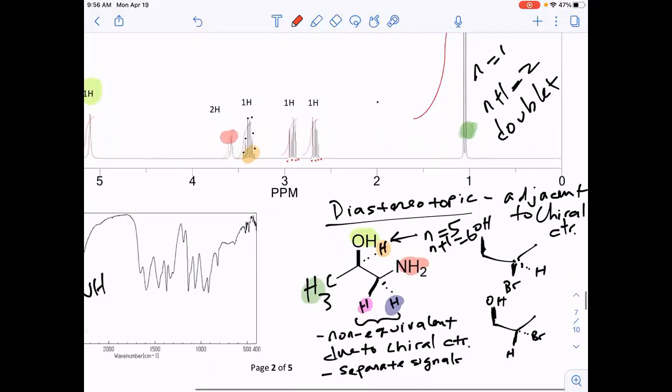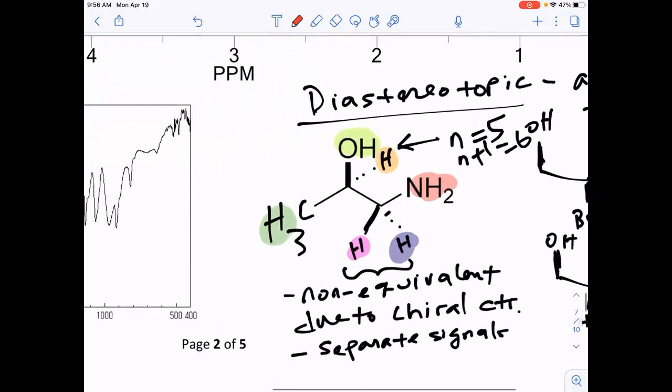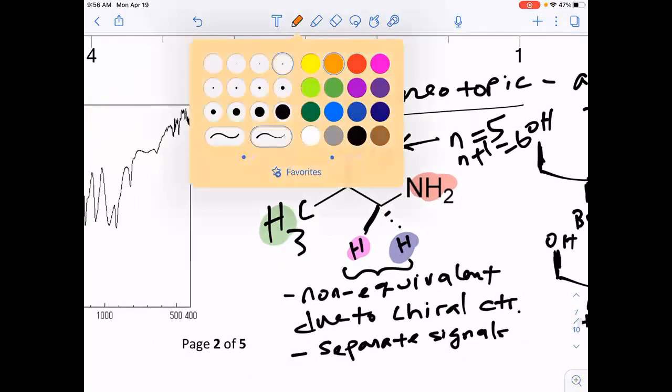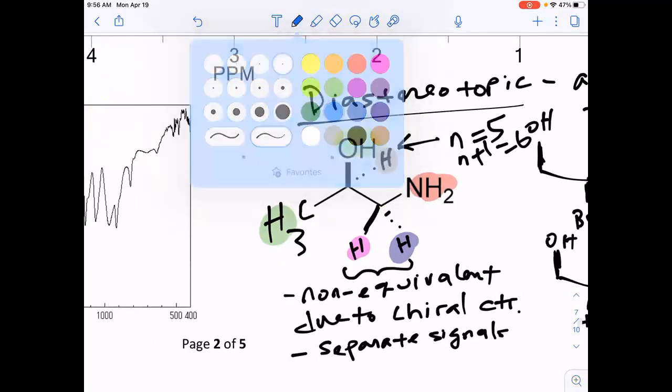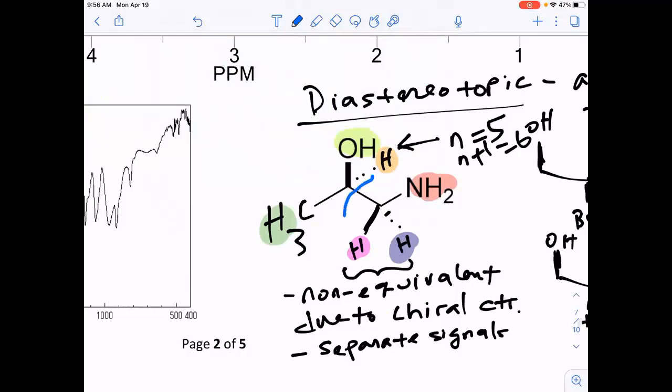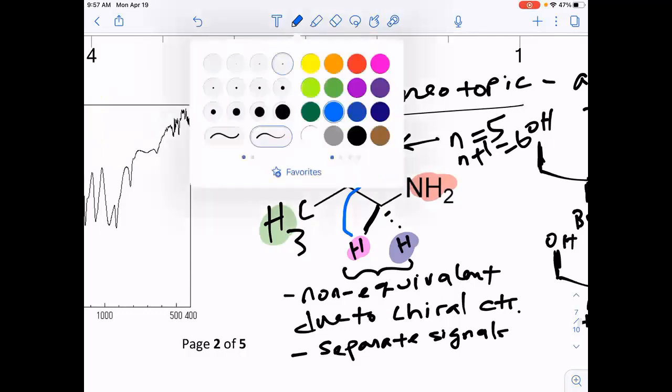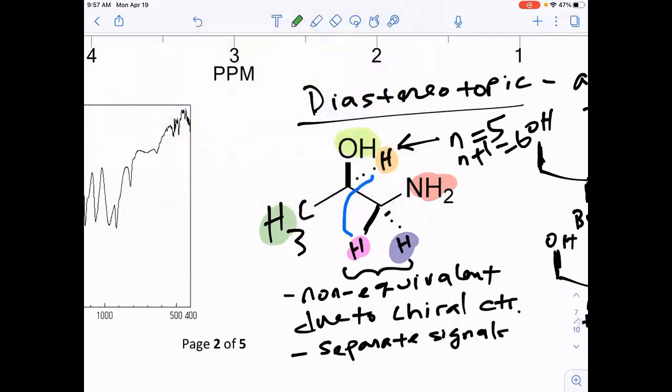But the fact that they're non-equivalent means that pink proton is going to have coupling between these two. It's going to couple with the one on the same carbon with it because they're not equivalent. So it's going to couple here as well as here, right? So we have to consider the splitting pattern for that. It's going to couple twice. It's going to couple to the orange. It's going to couple to the purple.